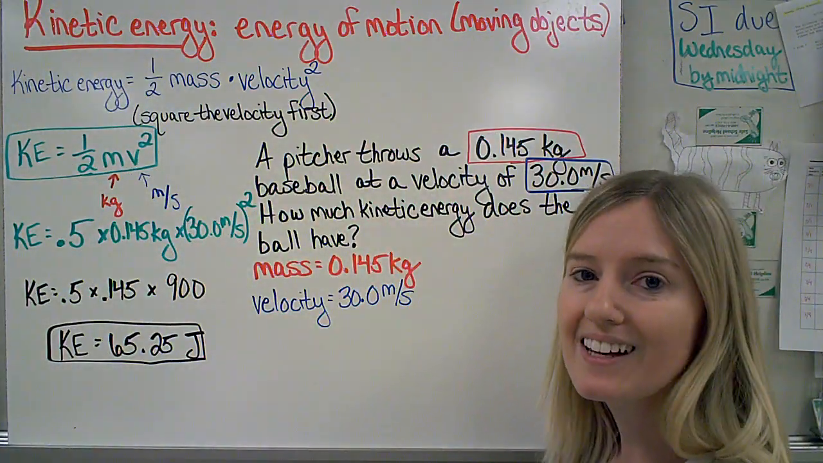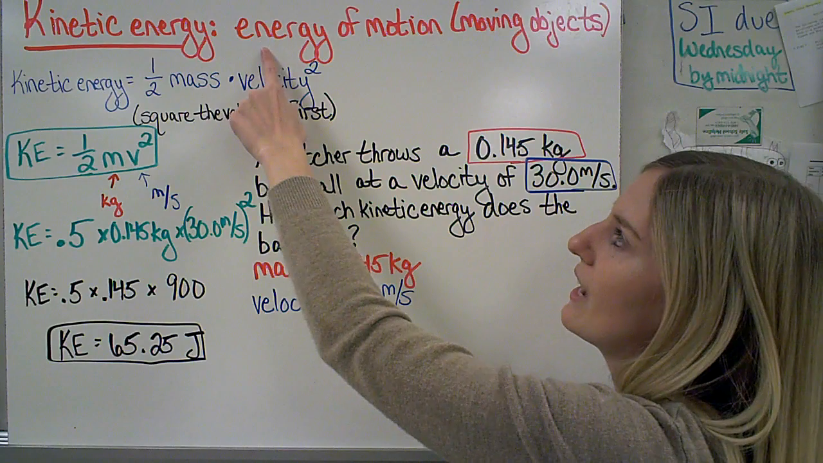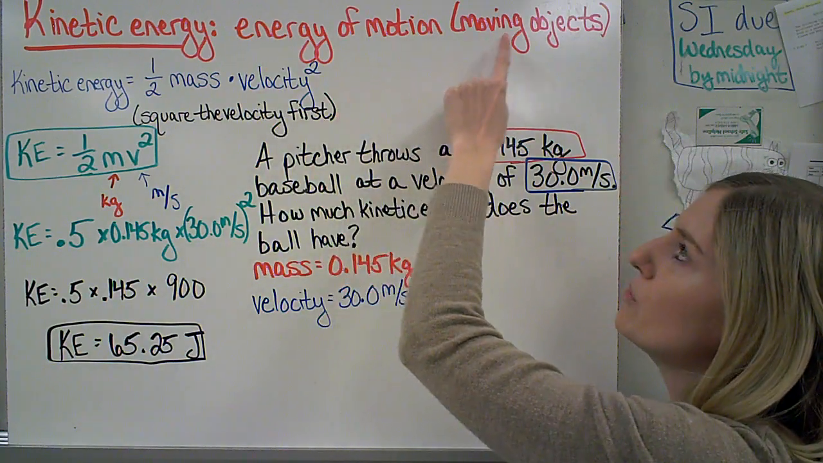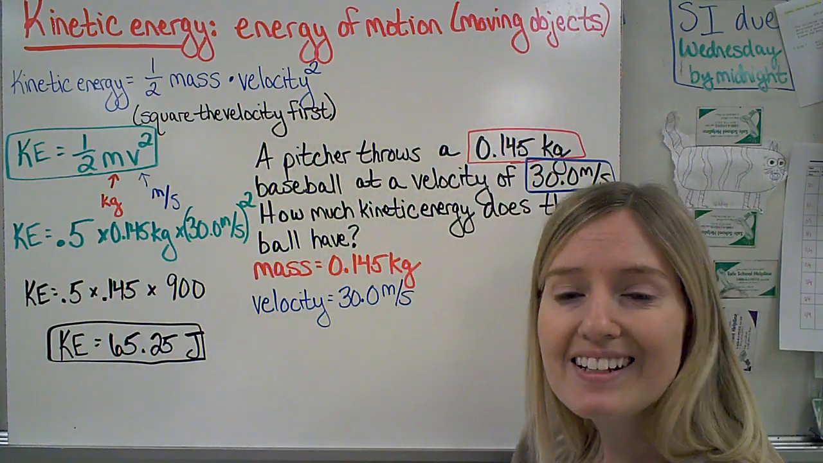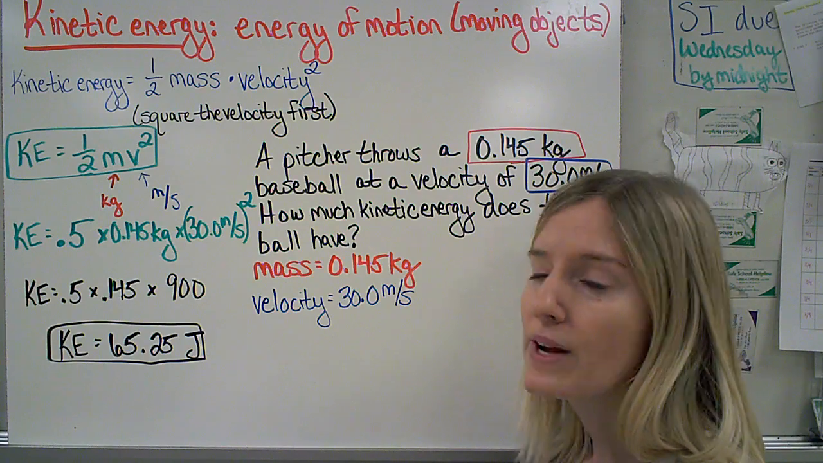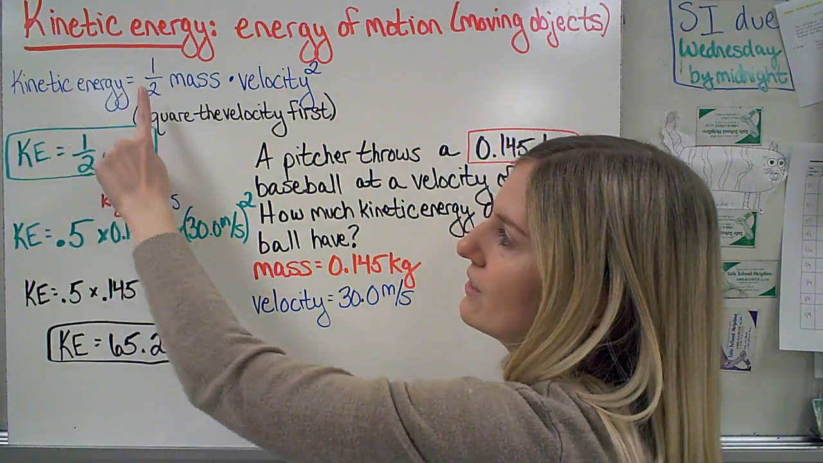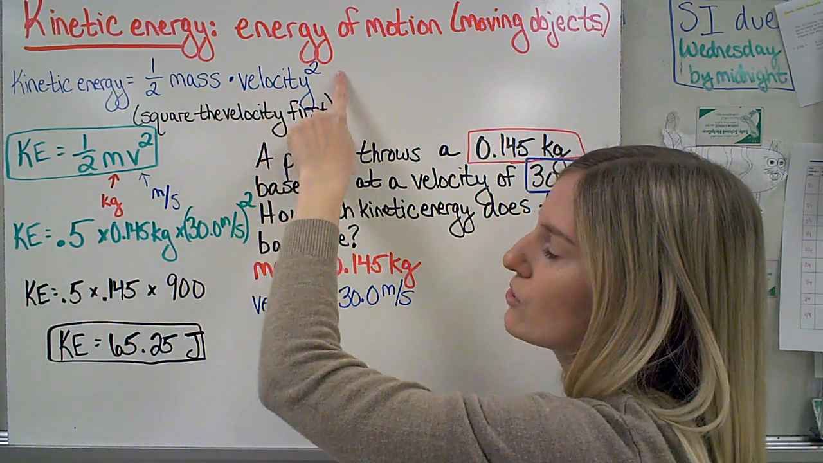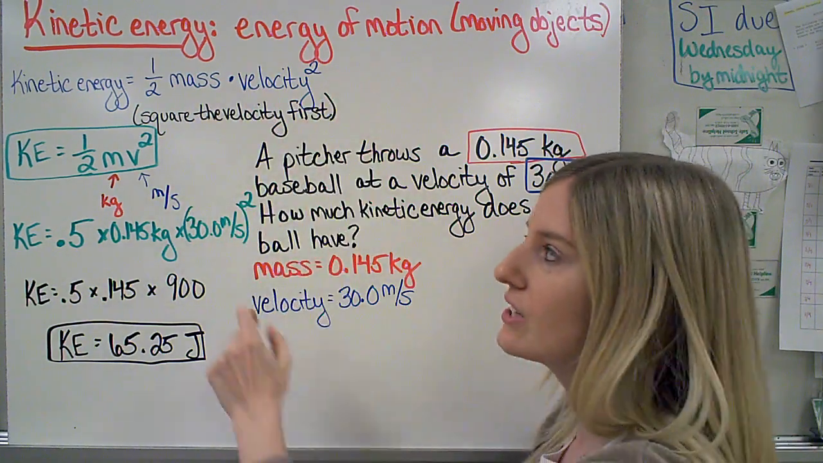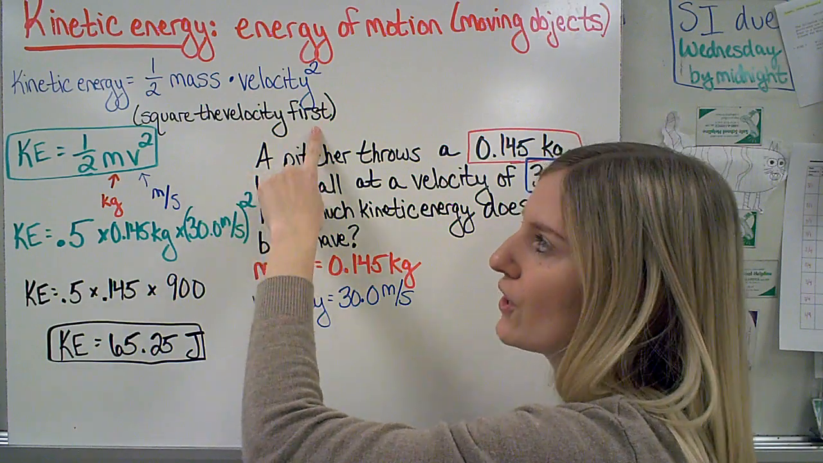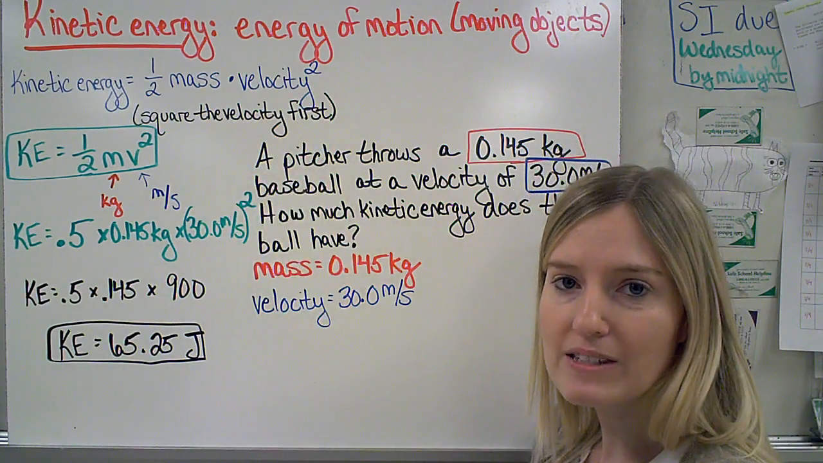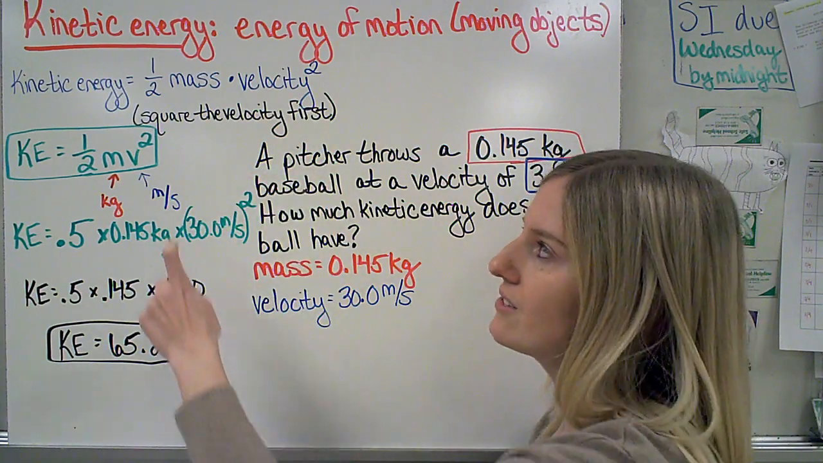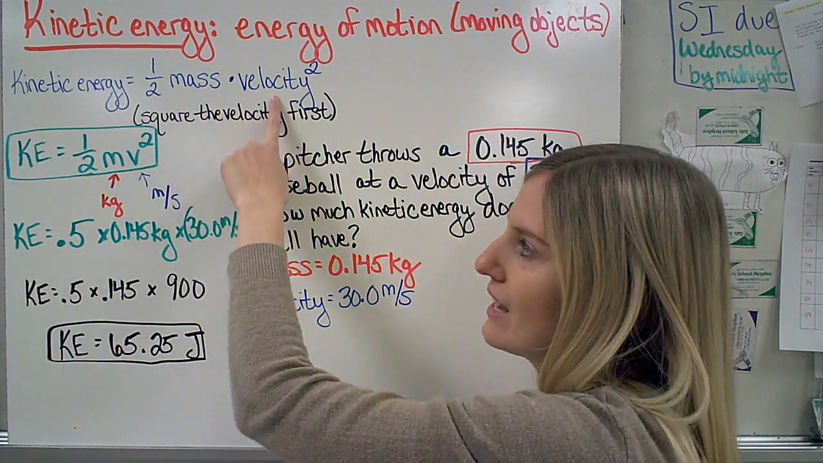So first up is kinetic energy. Kinetic energy is the energy of motion. I'm going to use that for moving objects. I can calculate kinetic energy with an equation. My equation is 1/2 of an object's mass times its velocity squared. When I do this equation, I need to square the velocity first to make the math easier for myself. So kinetic energy relies on mass and velocity.